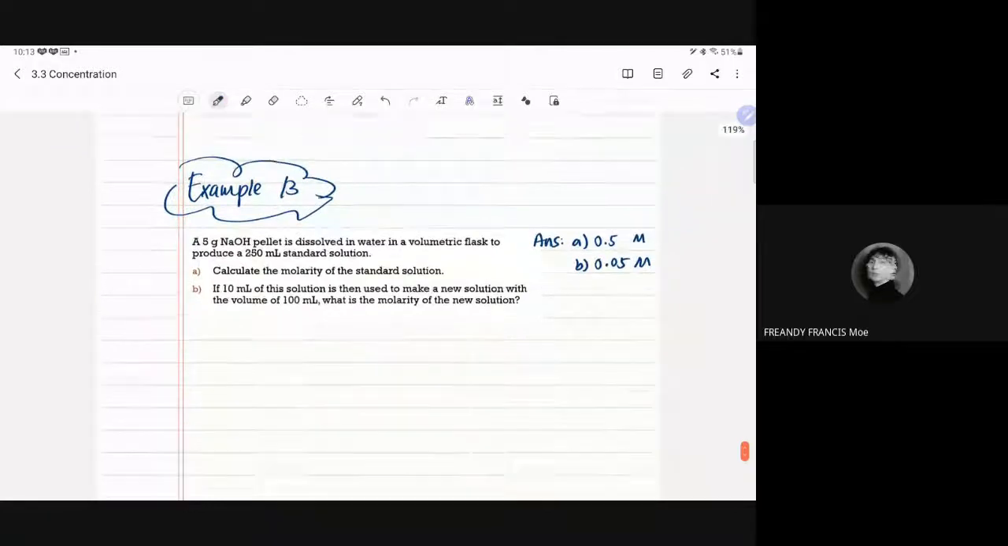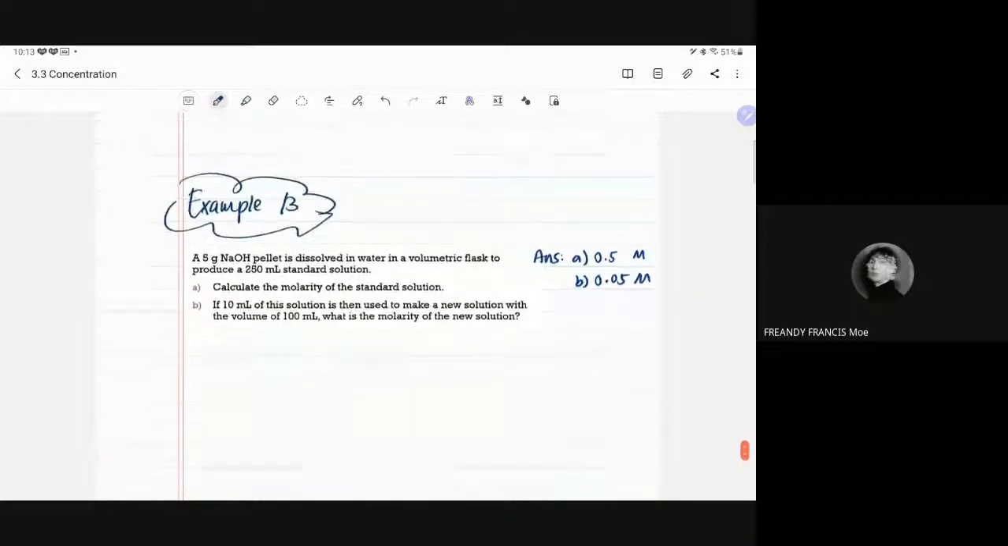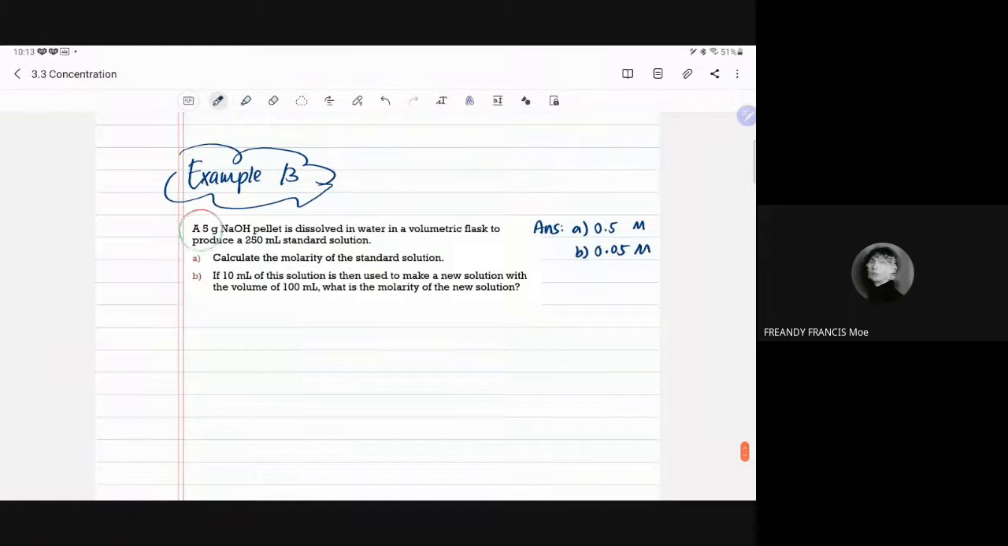Okay, so the last one. This is it, the last question. Example 13. 5 grams of NaOH pellet is dissolved in water in a volumetric flask to produce 250 ml standard solution. Calculate the molarity. If 10 ml of this solution is then used to make a new solution with the volume, okay, this should be fairly straightforward. So you can try to answer later on. Try to answer by yourself. After class, I will include the answer. I will upload this one directly after the lesson.